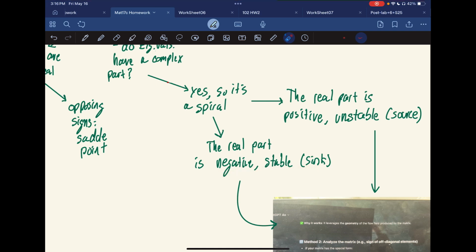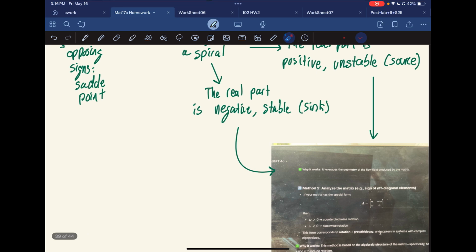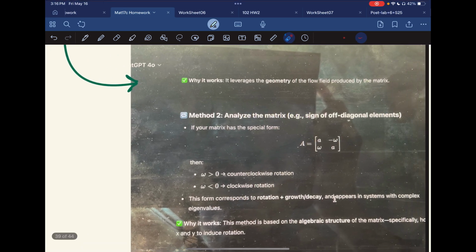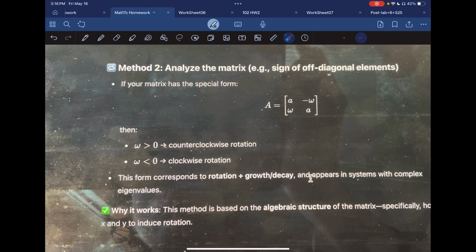There's one more tricky component to characterizing spirals, though, and that's determining what the orientation of the direction is. And it can be clockwise or counterclockwise. Something I've noticed is that every single problem we've dealt with for spirals has this kind of matrix setup where the off diagonal, one is negative, one is positive. So for W, if W is positive, you have counterclockwise rotation. If W is negative, it has clockwise rotation.